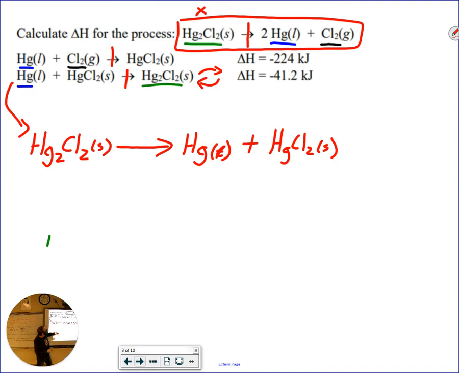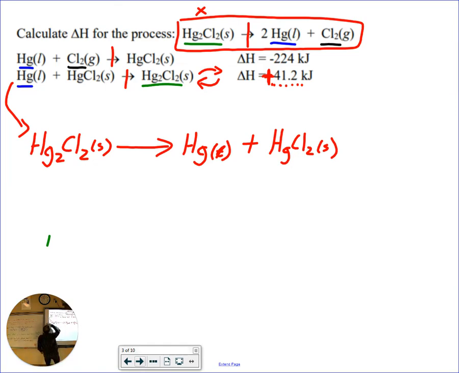Now, think about what this number right here means. This number means that that reaction releases 41.2 kilojoules of heat. If I flip it around backwards, what do you think happens to that number? Turn positive. It's going to turn positive because instead of the heat being released, heat's going to be absorbed. So I take this number here and I turn it into a positive when I flip it around. Make sense?